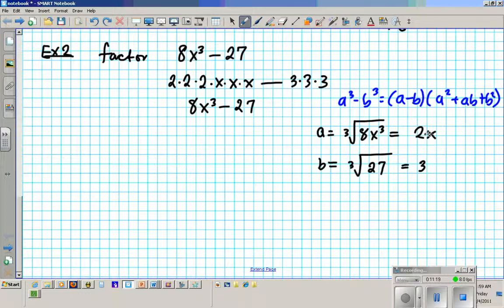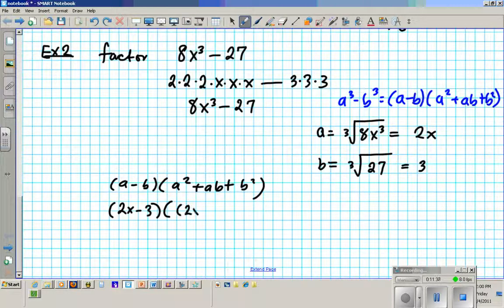So we just simply plug these two arguments into the formula. We're going to plug it into a minus b times a squared plus ab plus b squared, which is basically what the formula says. So we plug it in here. Our answer is going to be a minus b times a squared, which is 2x squared, plus ab, which is 2x times 3, plus b squared, which is just 3 squared.